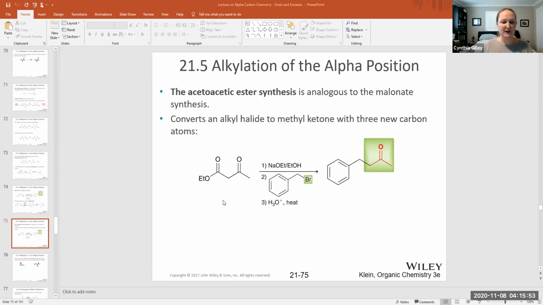The reaction again is very similar to the malonic ester synthesis. We would treat with a matched alkoxide to the ester to form the doubly stabilized enolate, which will undergo an SN2 reaction with an unhindered alkyl halide. We'll then need to do an acidic hydrolysis of the ester to a carboxylic acid, followed by heat for the decarboxylation.